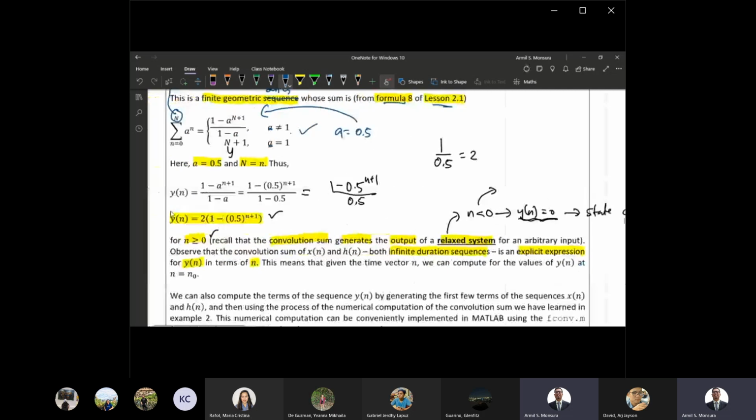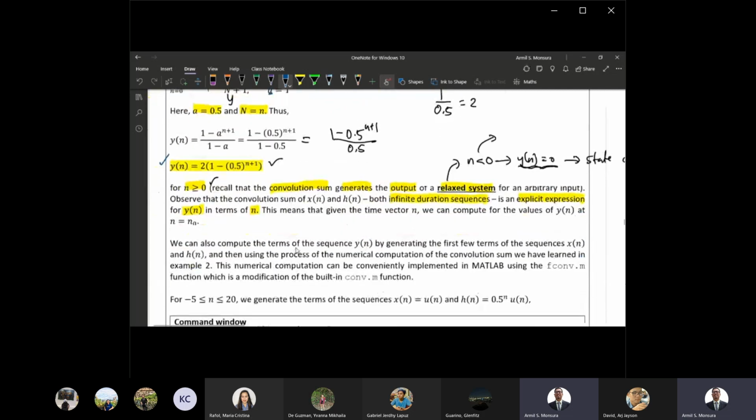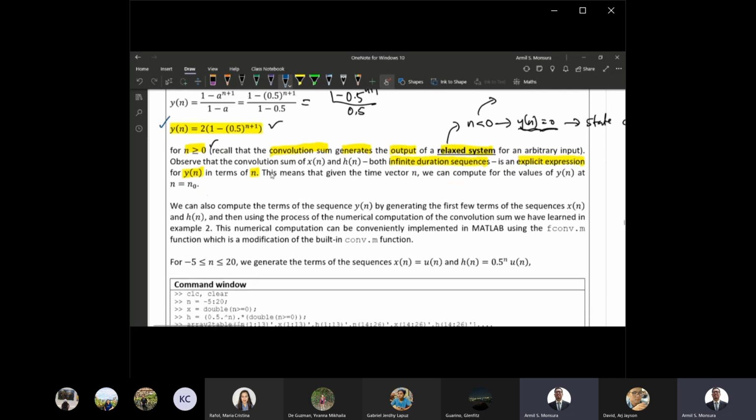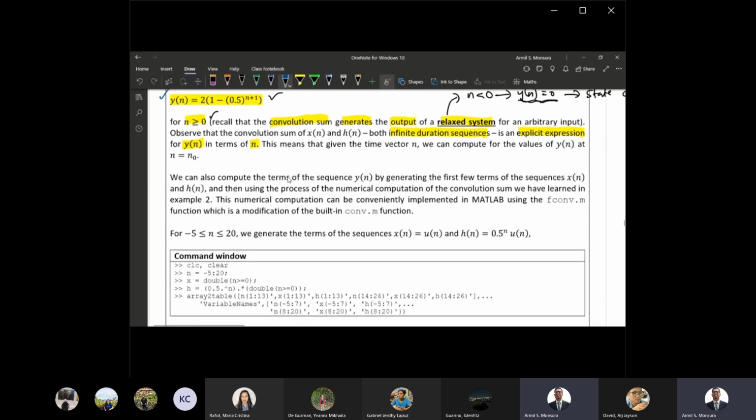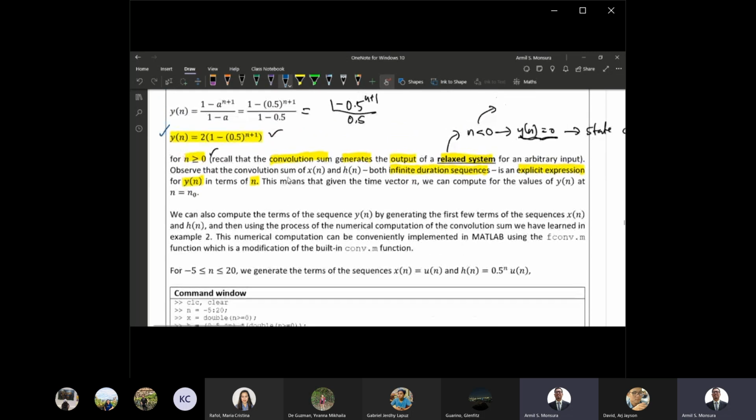Okay? So ito na nga yung hinahanap natin. Okay? So, ngayon nga gagawin natin, kasi what we would like is to verify yung results na nakuha natin. Okay? So, at this point, we will be using yung numerical computation ng convolution sum.